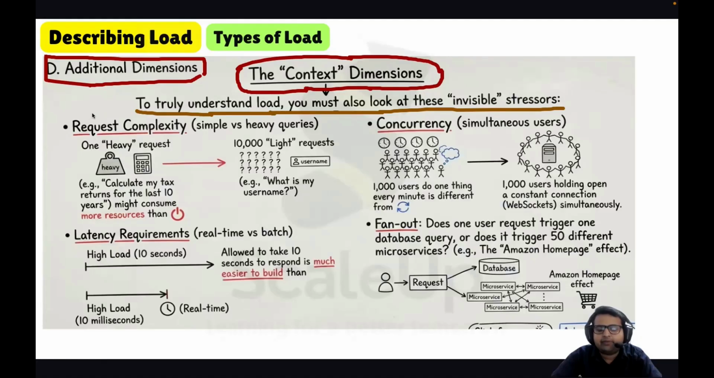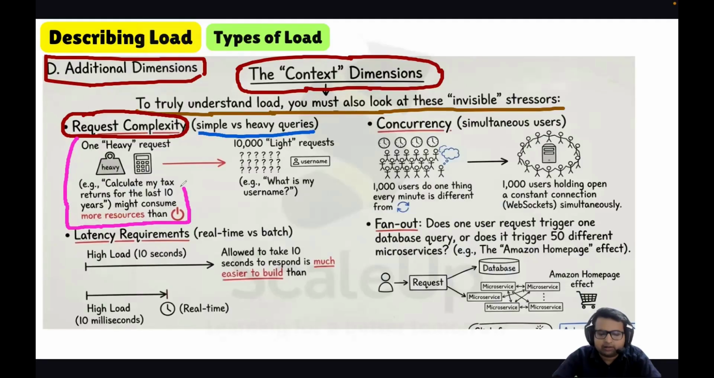So we have something called request complexity. Request complexity is also a way of describing the load. It means how complex the request is, whether the request is a simple query or a heavy query. One heavy request, like calculate my tax returns for the last 10 years, will definitely consume more resources than 10,000 light requests, like what is my username? So request complexity is very important.